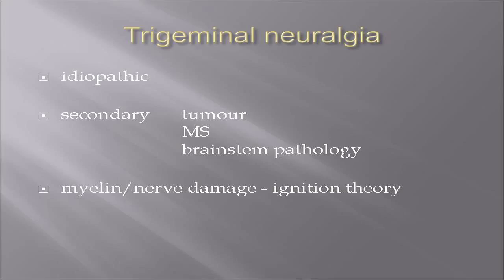I'll talk a little bit about trigeminal neuralgia, which is something that we get referred quite a lot, or the pains we get referred turn out to be trigeminal neuralgia. As you know, it may be idiopathic in many cases, or it may be secondary to intracranial pathology, benign tumours at the cerebellopontine angle, MS, demyelination, or brainstem pathology. And there is this ignition theory that damage to the myelin sheath, particularly around the root entry zone, results in widespread triggering of pain, like the response in the nerve is sufficiently great to create pain in the distribution of one or more branches of the trigeminal nerve.